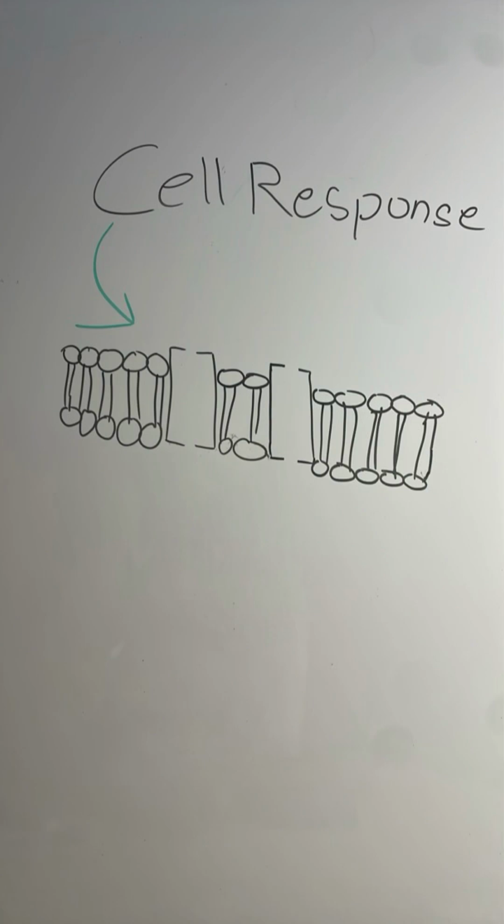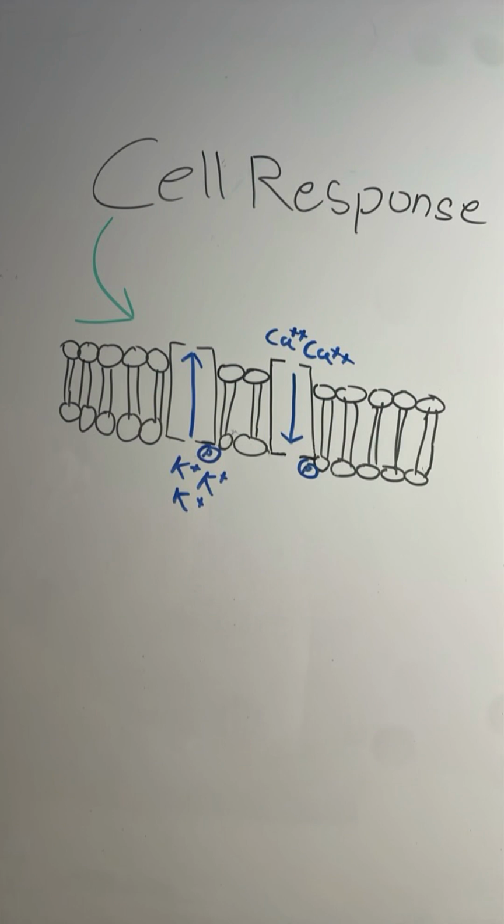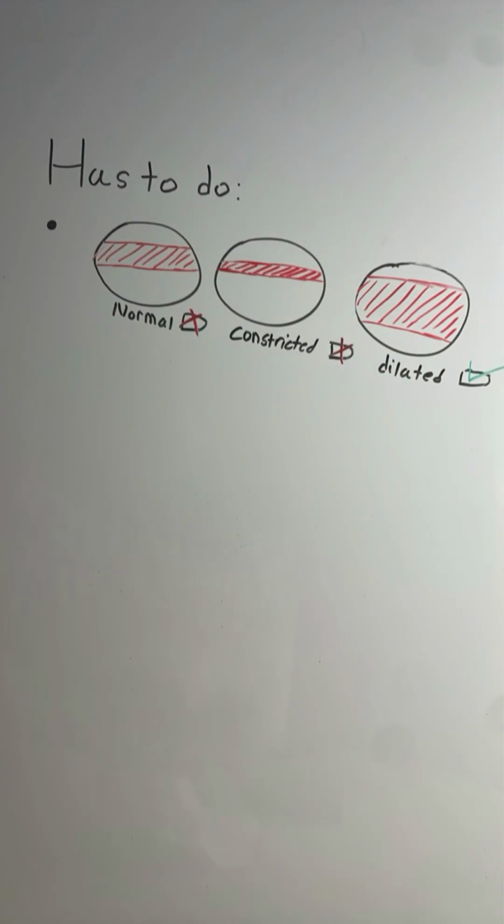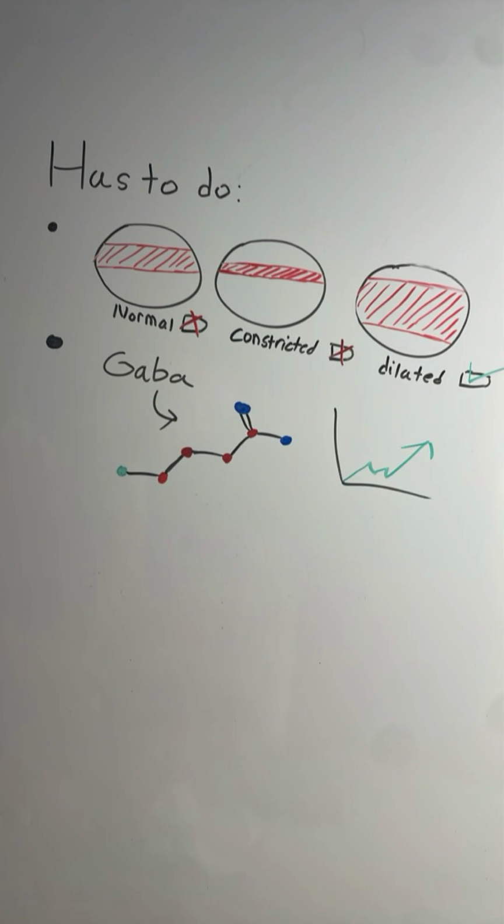This response phosphorylates a calcium ion pump, which allows calcium ions to enter the cell and potassium to exit. It also involves vasodilation. It has to do with GABA production. To sum it up, the adenosine sleep pathway makes you tired.